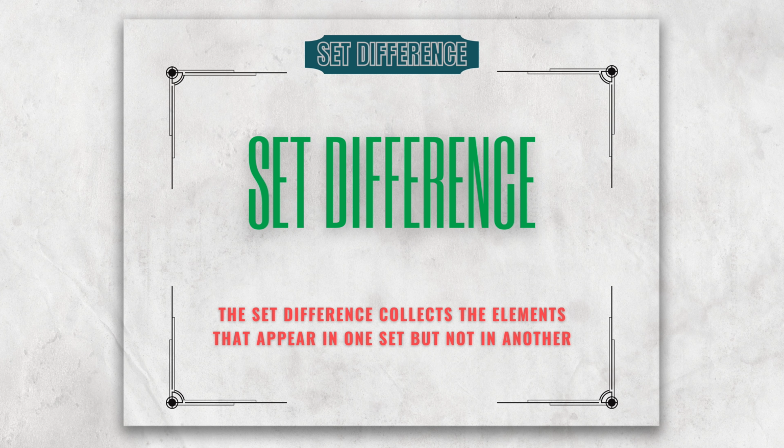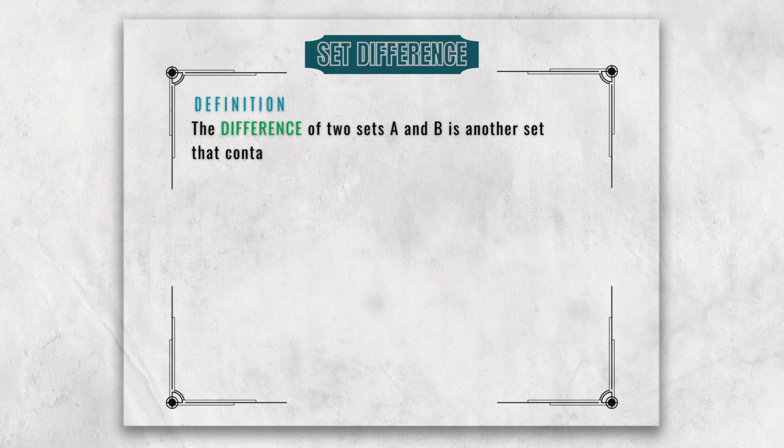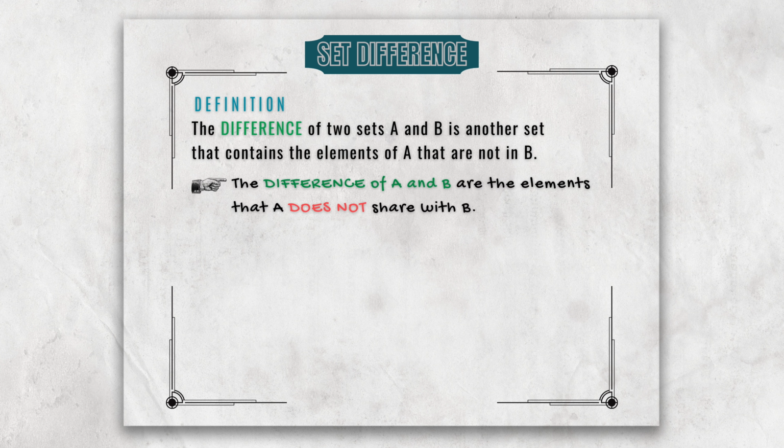In this episode of Mathemagician, we will discuss the difference of two sets. The set difference collects the elements that appear in one set, but not in another. To begin, the difference of two sets A and B is another set that contains the elements of A that are not in B. Basically, these are the elements that A does not share with B.